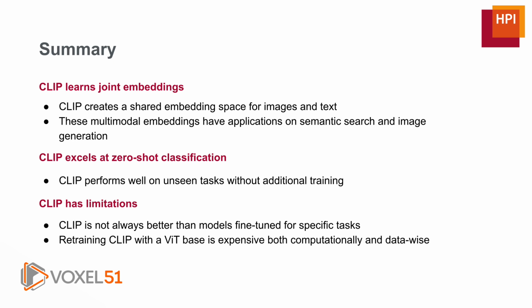So to wrap up this video, we saw that CLIP learns joint embeddings. It creates a shared embedding space for images and text, and these multimodal embeddings have applications in semantic search and image generation. We saw that CLIP excels at something called zero-shot classification. That means that it performs well on new unseen tasks without additional training.